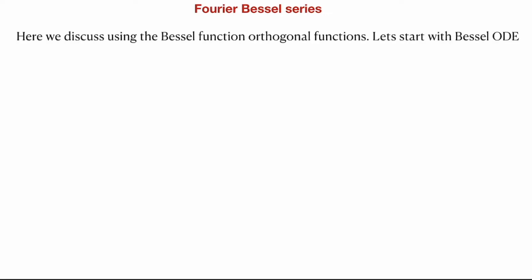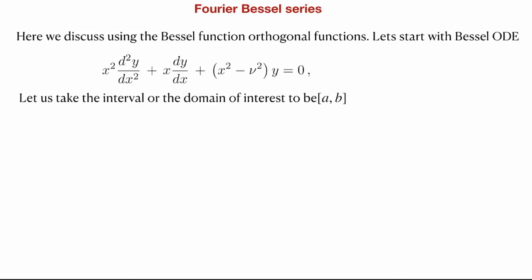We have seen the Fourier-Legendre series. In a similar way, we express the L2 function in terms of Bessel functions. Now we discuss briefly the Bessel functions as orthonormal functions. Let's start with the Bessel ordinary differential equation. This is given by x square d square y by dx square plus x dy by dx plus x square minus nu square times y equal to 0. We know that the general solution is a Bessel function of order nu, J nu. Now we can take an arbitrary interval in which we want to express the Sturm-Liouville orthonormal functions.